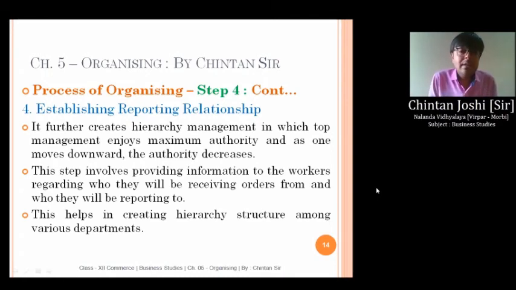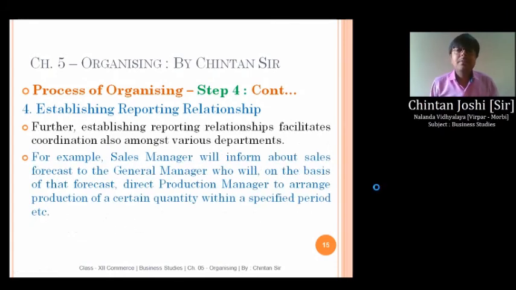देखो यहाँ पर अगर है तो अलग अलग डिपार्टमेंट में जो हायरार्की स्ट्रक्चर है वो क्रिएट करने में हमें आसानी रहती है। यही चीज और एक स्लाइड के साथ डिस्कस करते हैं। Further, establishing reporting relationship facilitates coordination also amongst various departments. देखो यहाँ पर जो चीज हमने डिस्कस की है, it is not about the vertical level, right? Vertical format in the sense upward to downward or downward to upward in a vertical hierarchy, but it is also amongst the various departments. It might be the horizontal or diagonal one, right?